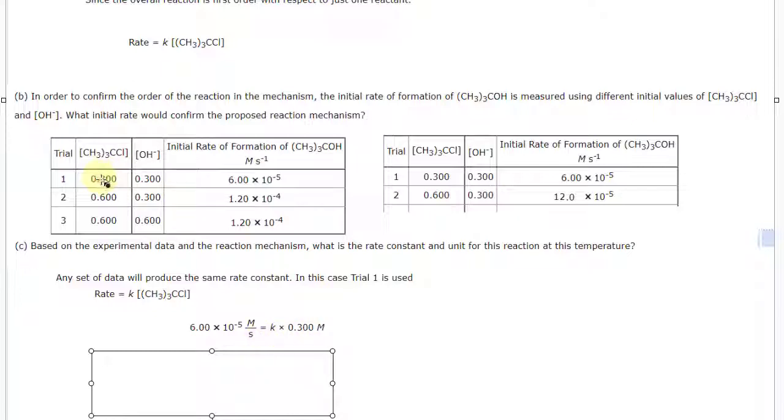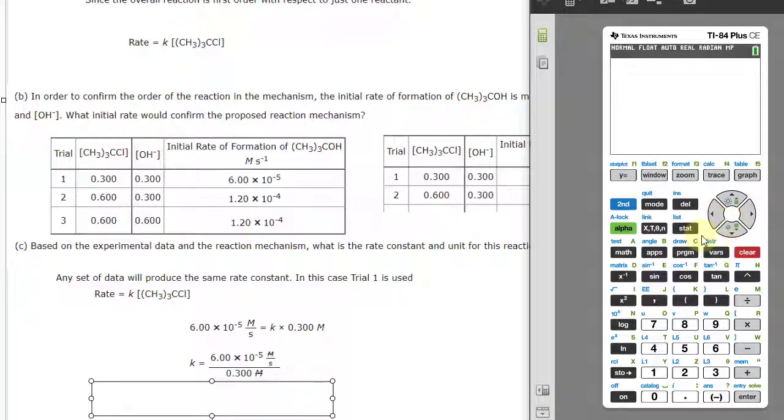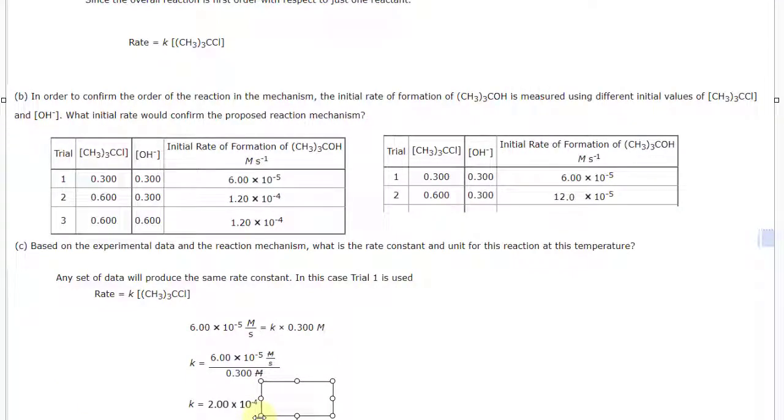And we're going to take our 3/10 molar chloride, because at this concentration of the tert-butyl chloride, we get this speed. Is your algebra good enough to solve for this? I've got it set up here so you can see the algebra, but you could probably have done this on your calculator and in your head without having to write that. So I've got my calculator, and I'll just do this 6 second function e negative 5 divided by the simple 0.3, 2 times 10 to the negative 4. That is the K that we get. 2 times 10 to the negative 4.